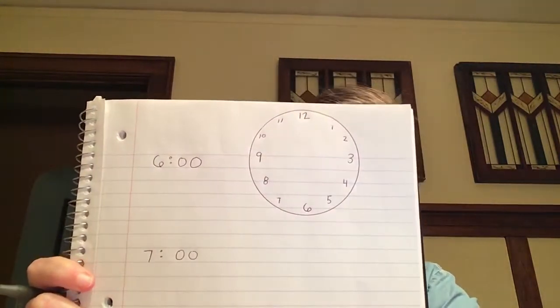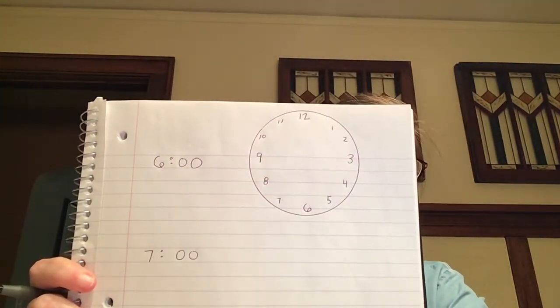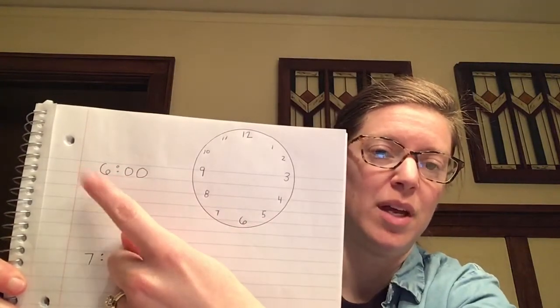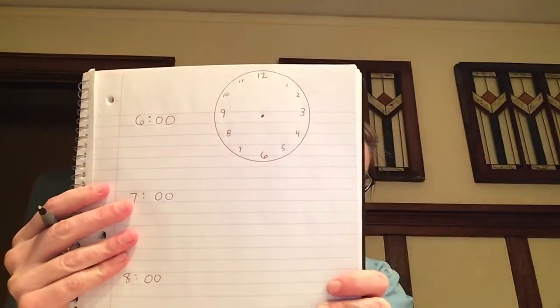Okay. So my hour hand is short, short, short. And if it's 6 o'clock when Charlie wakes up, my hour hand is going to point right to the 6. So what I'm going to do is draw a dot in the middle, and I'm going to make a short hour hand pointing directly to the 6 like this.